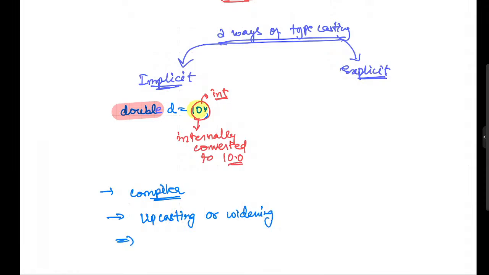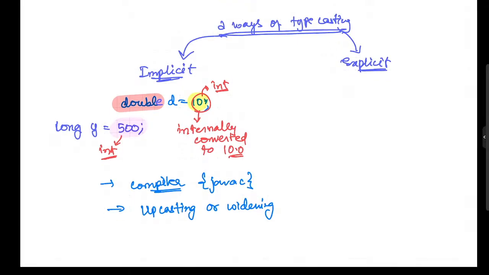Also we have more examples like this. You can take one more example, long y equal to 500. Here also 500 is supposed to be an integer by default, but internally the compiler, your javac, takes care of doing the typecasting. That is the major advantage of this particular thing.